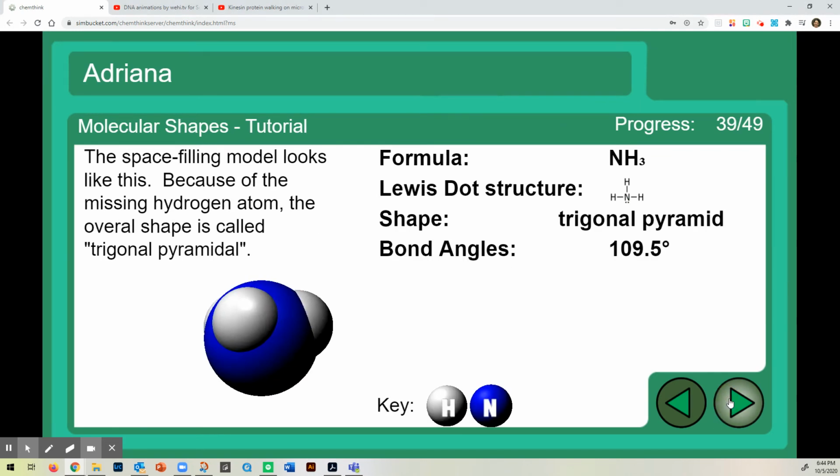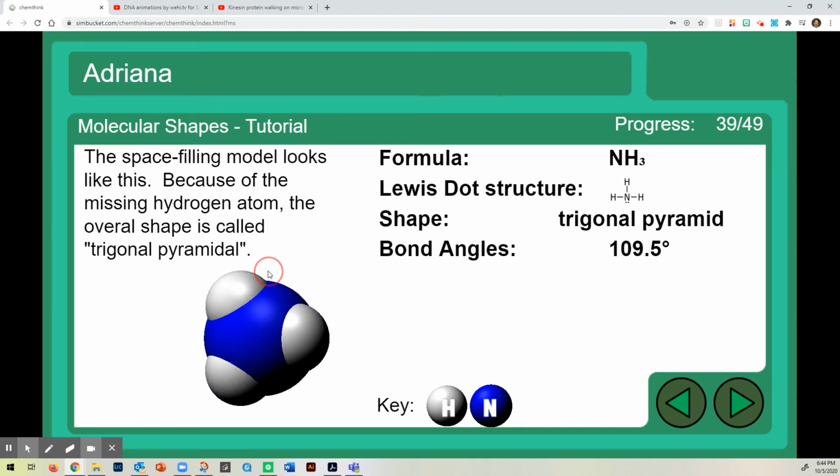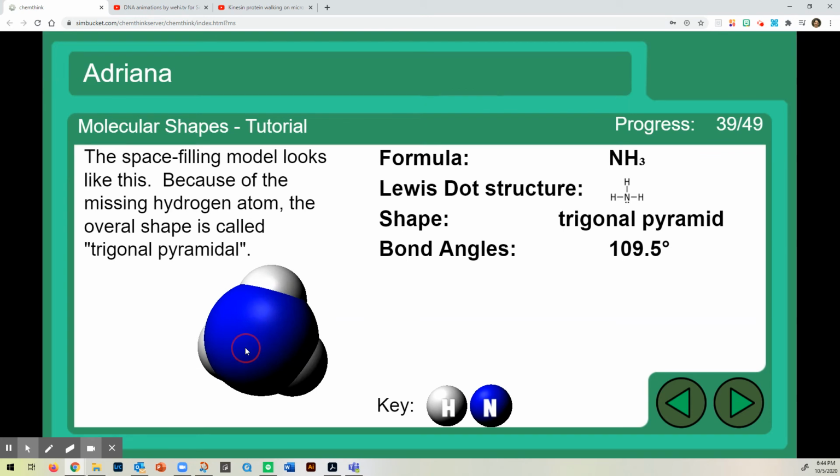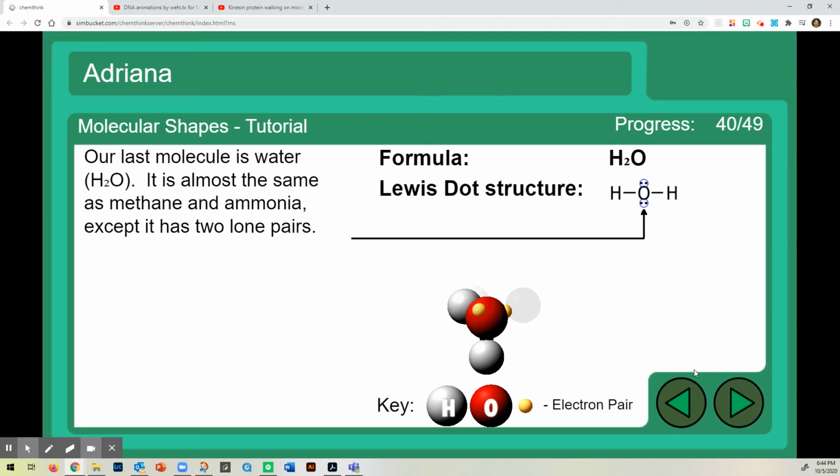So let's just look at the space filling model one more time. We see we have these three atoms that are closer to each other on one side, because on the other side, we just have to remember that it's got that lone pair, and that's why it's sort of forcing those three down so that they're not flat, but actually forming a sort of pyramid shape. So that's an example of NH3 or ammonia. And now let's look at our last molecule here.